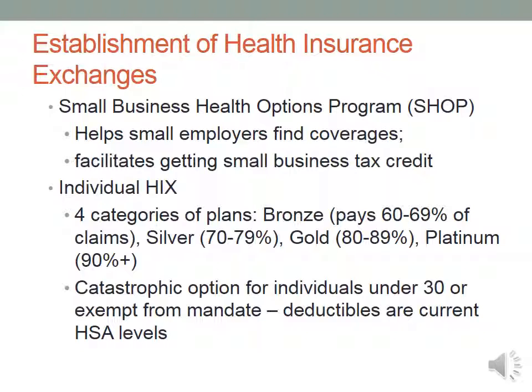If you are under 30 or you're exempt from the mandate, you can access catastrophic coverage. And those are coverages with really high deductibles, like the ones we saw associated with health savings accounts. So, in the $3,000 range. That's there to just give you protection on the outside. So if you got hit by a bus and had really big medical bills, that would kick in and help you out.